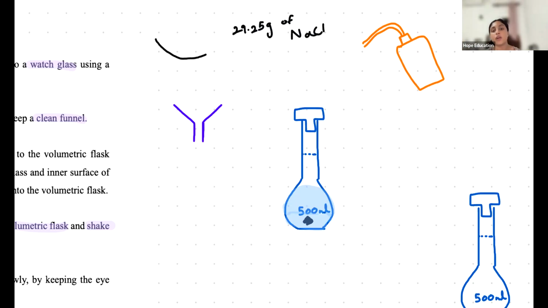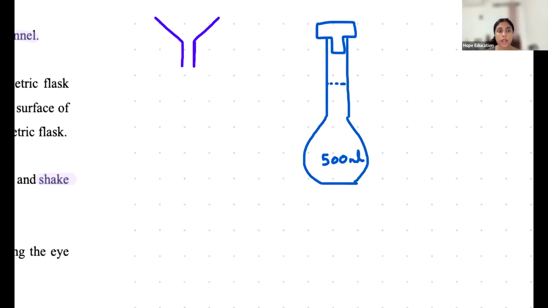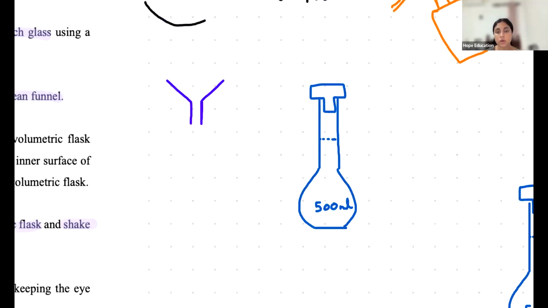So somehow you make sure that all the sodium chloride is mixed. It would look something like this. Now all the sodium chloride is mixed. Okay. So now all the sodium chloride is properly mixed. Now you can't see any sodium chloride in this solution because all the sodium chloride is mixed, and now there's only water.